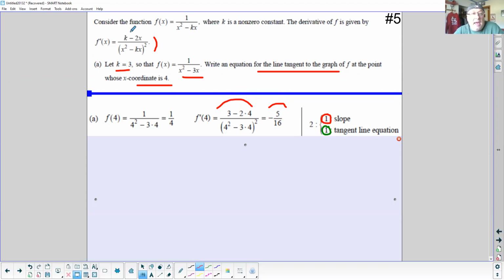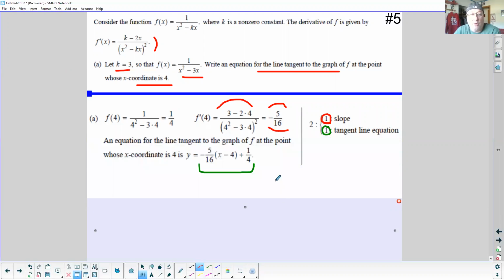You just have to substitute in those k's that are given, k equals 3. So instead of k minus 2x, it's 3 minus 2x. And you know that the x-coordinate is 4. So you end up with negative 5/16 as a slope. So the slope is worth 1 point, and then the tangent line equation is worth the other point.